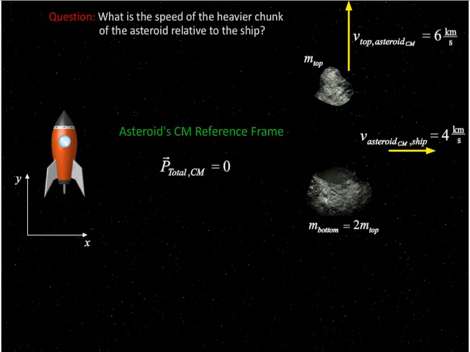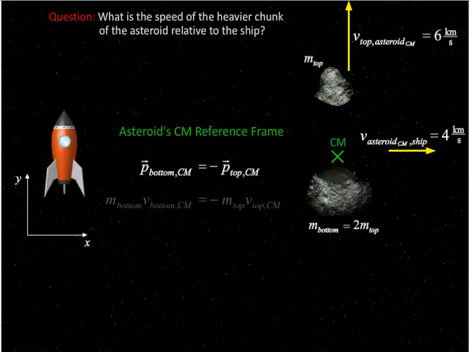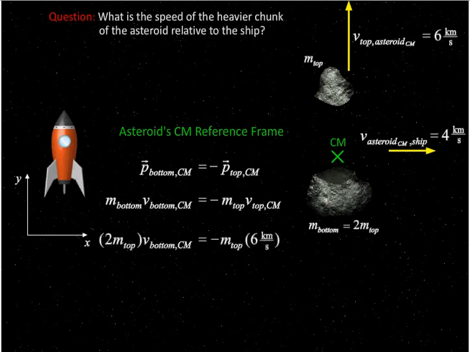The total momentum is always 0 in the center of mass reference frame. Now, the center of mass frame for the two chunks is clearly the frame in which the asteroid was at rest before it exploded. Since the total momentum is 0 in this frame, the momentum of the two chunks after the explosion must be equal and opposite. If the lighter chunk has a velocity of 6 kilometers per second upward, then the bigger chunk must be moving downward and must have half the speed of the lighter chunk since it has twice the mass.